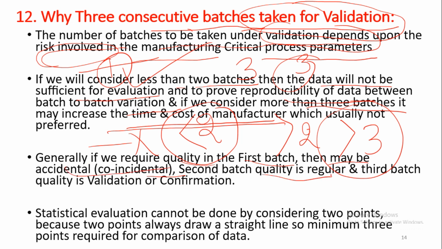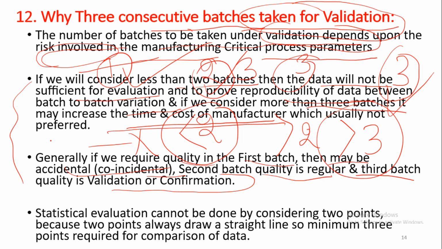So if the second batch quality is regular, if we are taking the second batch and the data is also coming good, then it may be regular. And the third batch quality is validation or confirmation. If we achieve it in the third batch also, then it is the confirmation. So in general terms also we say, okay, best of 3 we will play. This is the main reason: the first may be coincidental, the second batch is regular or quality is achieved, and the third batch is validation or confirmation.